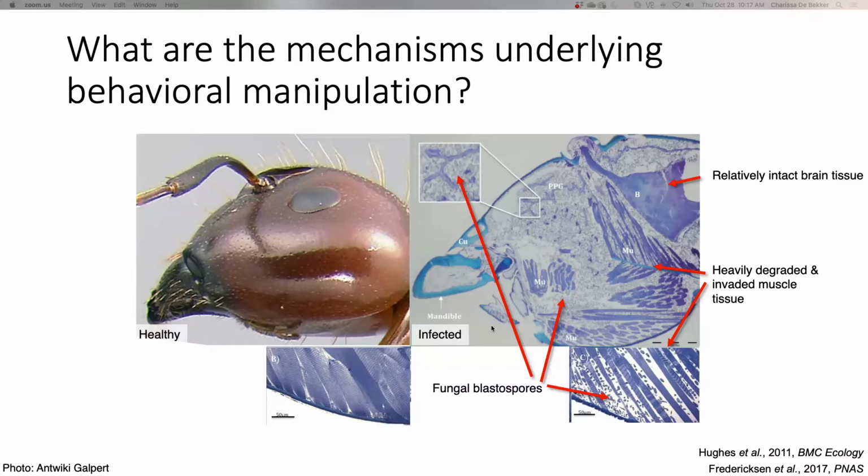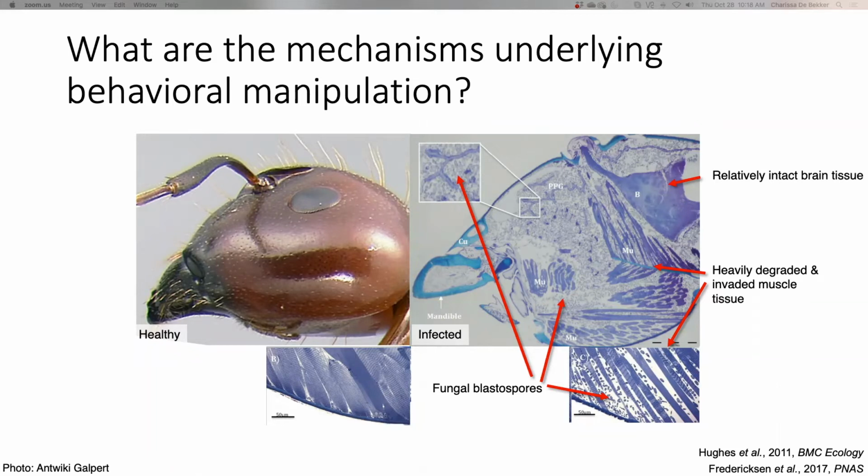But what we see in an infection is that while the brain stays relatively intact, there's heavily degraded muscle tissue, and the openings that are then there are all invaded by fungal blastospores. So these are the yeast-like cells that Ophiocordyceps produces when it's inside a healthy ant.